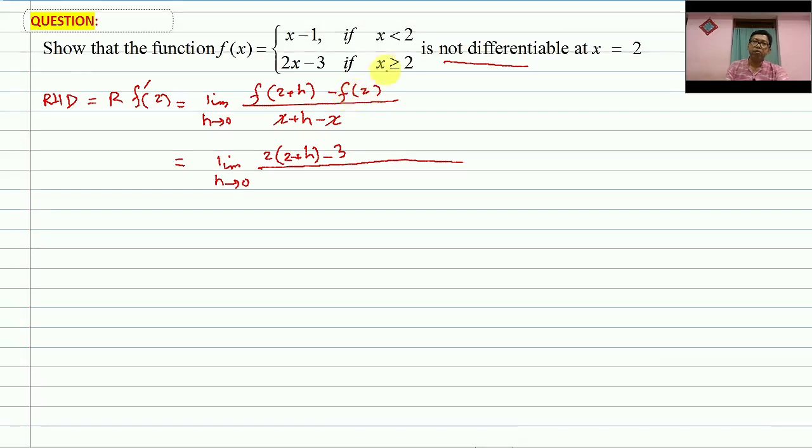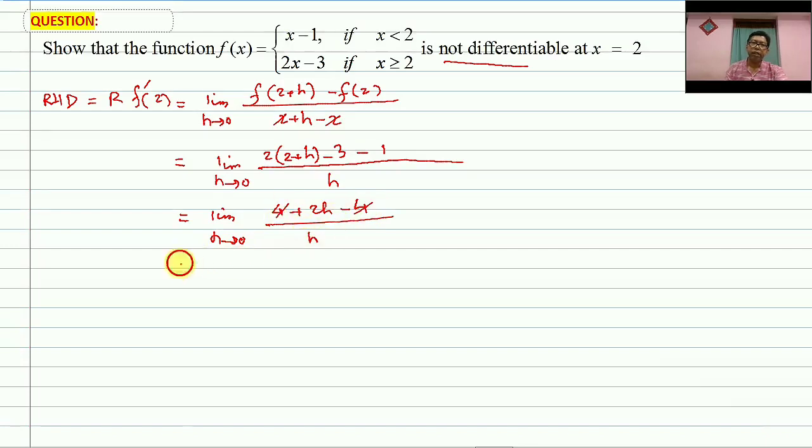What is f of 2? That means the value of the function f of x at the point x is equal to 2. That will be 2 into 2 minus 3. 2 into 2 is 4, and 4 minus 3 is 1. So minus 1, whole divided by h. Now this is equal to limit h tends to 0 of 4 plus 2h minus 4, upon h.